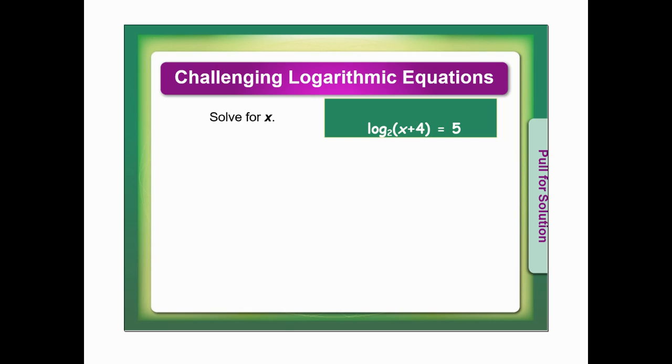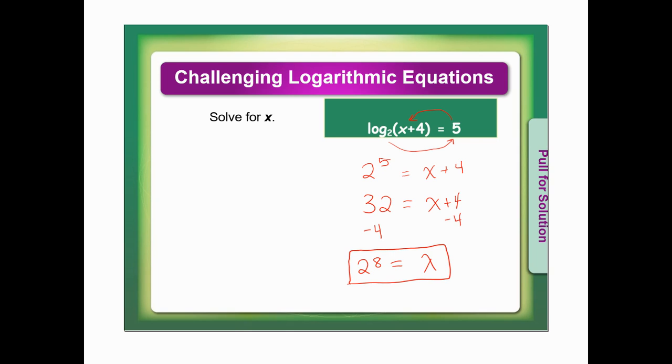Now, not all logarithms can be written that way. So if we take a look, we have a base of 2 being raised to the 5th power that equals x plus 4. So 2 to the 5th equals x plus 4. Now 2 to the 5th and x plus 4 aren't the same base, but what we can do is evaluate 2 to the 5th. And as we know, 2 to the 5th power equals 32, and that equals x plus 4. This is just a basic linear equation now. So I get that x equals 28.